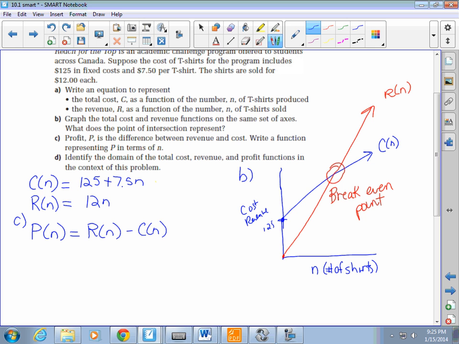So if I plug in my values here, this is going to be 12N minus 12 plus 7.5N. So this is going to be 12N minus 7.5N minus 12, so that is 4.5N. Where did I get my 12? That should have been 125, sorry. Minus 125.